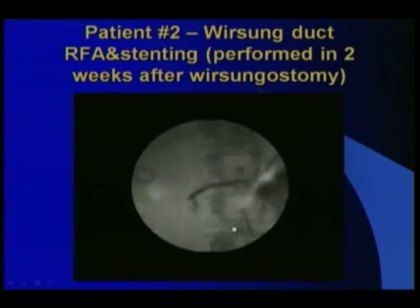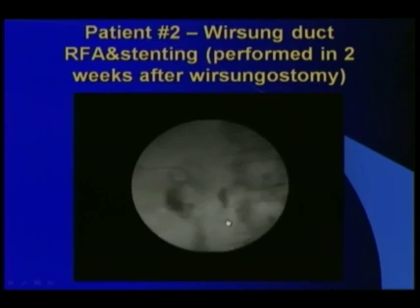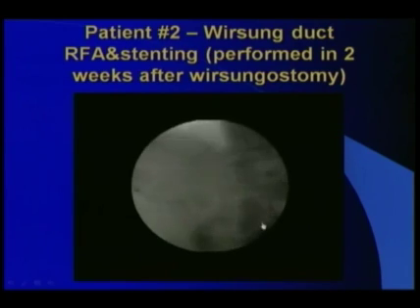We withdraw the drainage catheter, and now we are trying to conduct the guide wire and then the guiding catheter into the duodenum. So we were successful. We have to document it, injecting contrast to show that we are in the correct place and that we haven't penetrated the Wirsung duct. And now we are advancing the RF device.